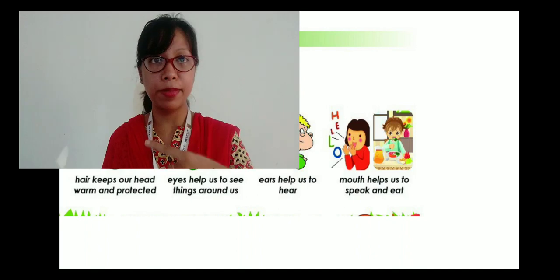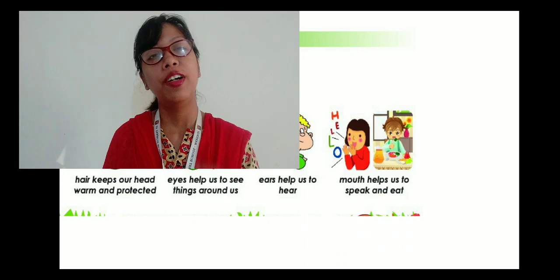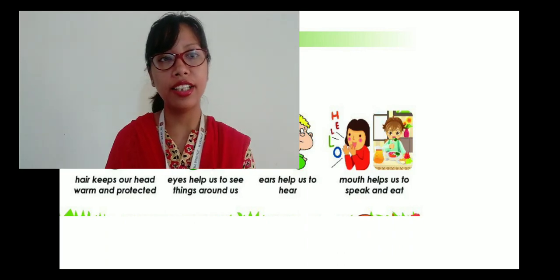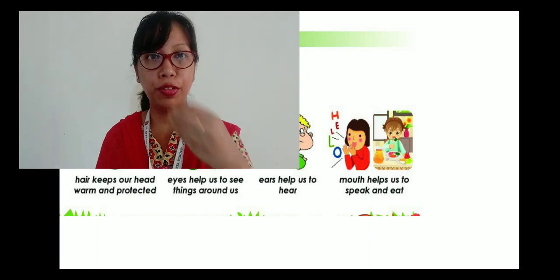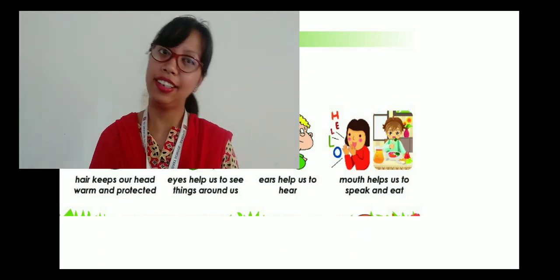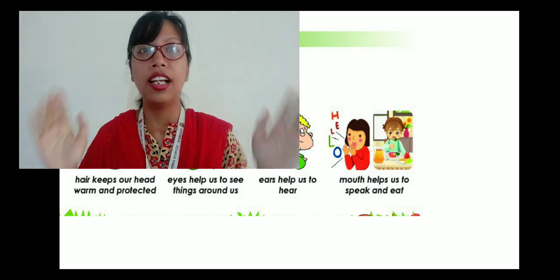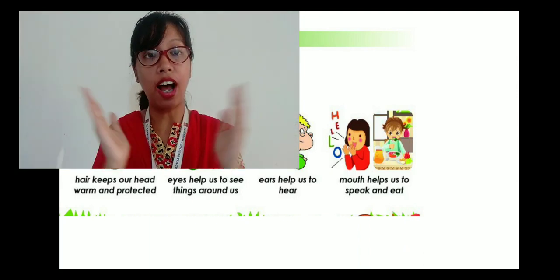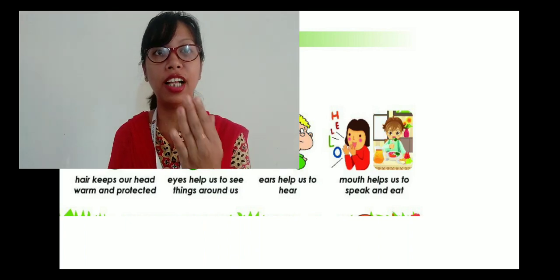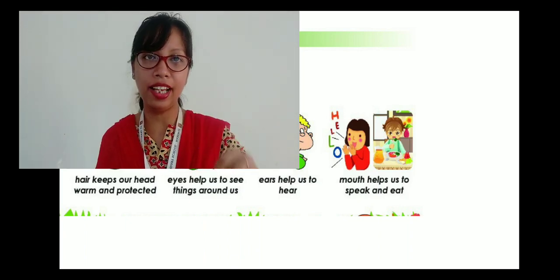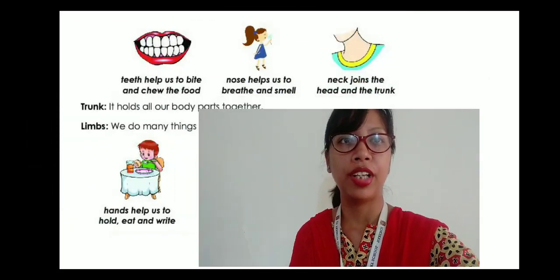Now I am speaking through the mouth. Yes, am I speaking through the ears? No, I am speaking through the mouth. Yes, so mouth helps us to speak and also to eat. We eat food through our mouth. Clear? So hair keeps our head protected from warm heat. Eyes help us to see around us. Ears help us to listen, and mouth helps us to speak and eat. Clear? Now let's move towards the next part.